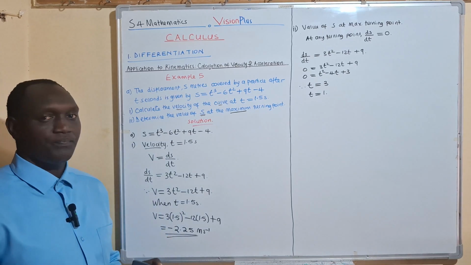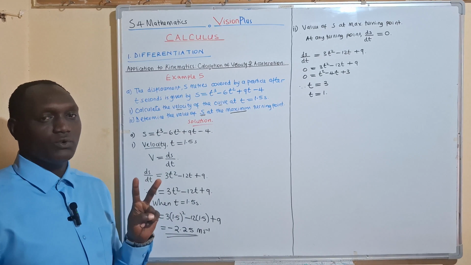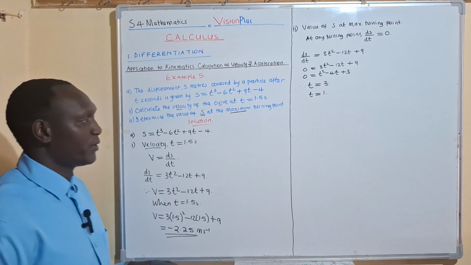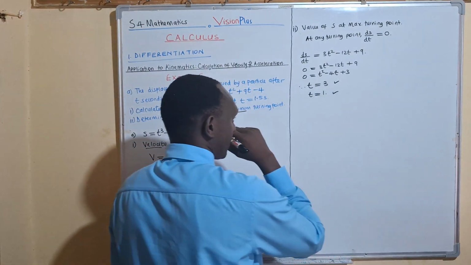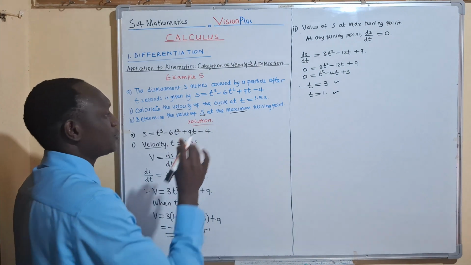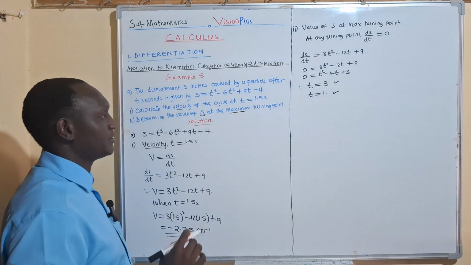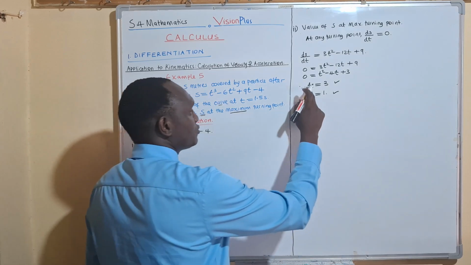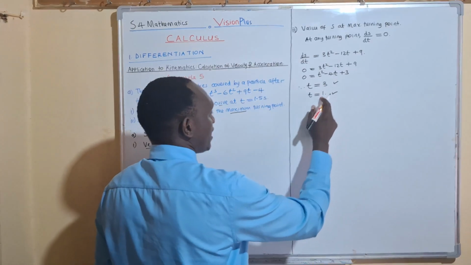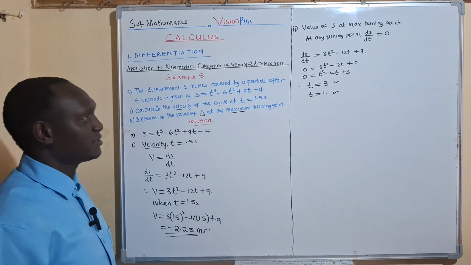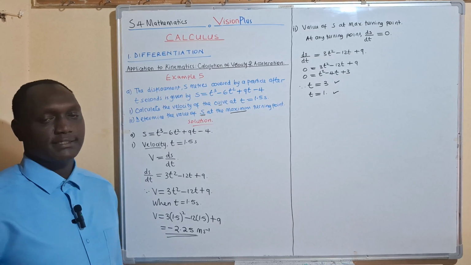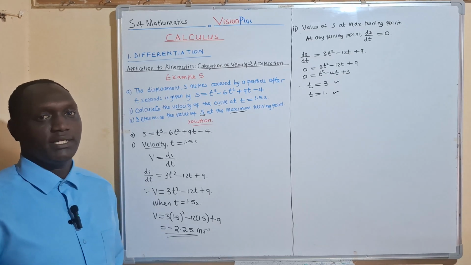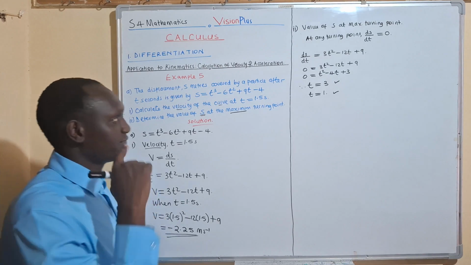What does it mean? It means that we have two turning points. We have the turning point when t is 3 and the turning point when t is 1. Now, our question is asking at the maximum turning point. Of these two, when t is 3 and when t is 1, which one is the maximum turning point? We cannot tell right now. How do you test? How do you distinguish between the turning points of the curve?